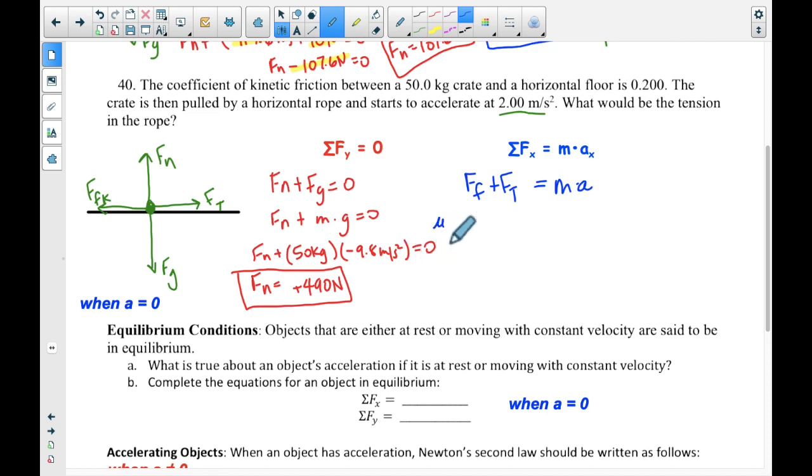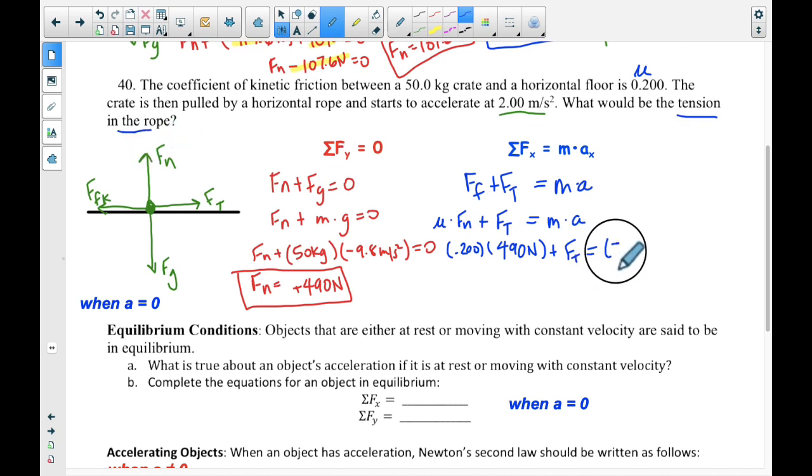Frictional force we know to be mu times the normal force. And the tension force, well, that's what we need to find. And the mass times acceleration, we can just leave that for now. Let's just leave it m times a. Okay, the mu. Do we know the mu? Yes, we do. It is 0.2. So we're going to go 0.2. And coefficients of friction do not have a unit on them. And then the normal force, we found that to be 490 newtons. We are solving for the tension. That's what the question is. What would the tension be in the rope? So on the other side, we have our mass of 50 kilograms, and we have the acceleration. The acceleration here is 2 meters per second squared.